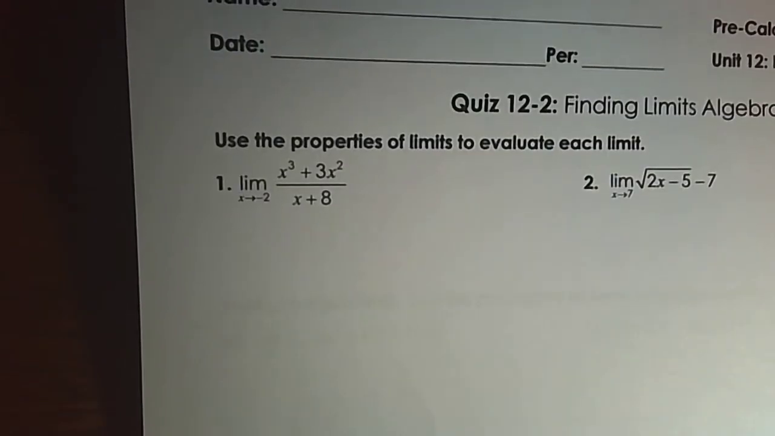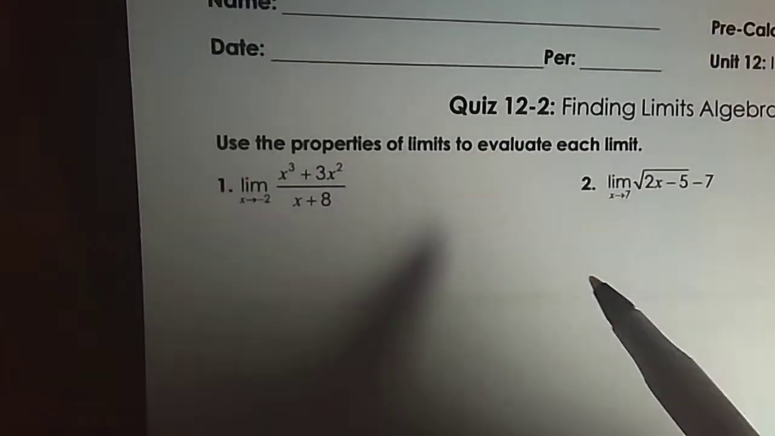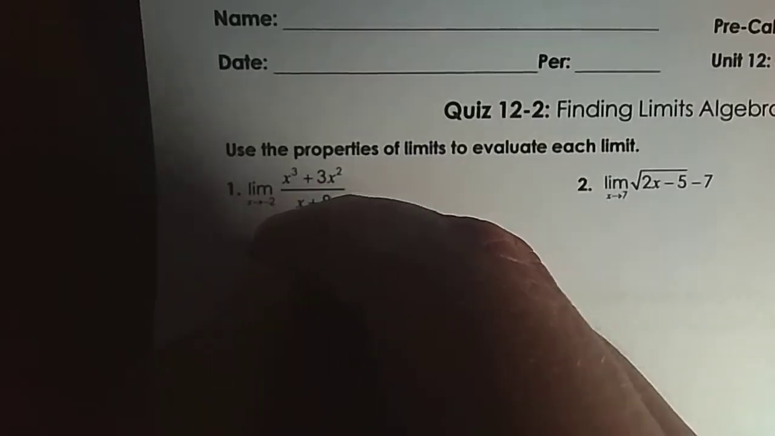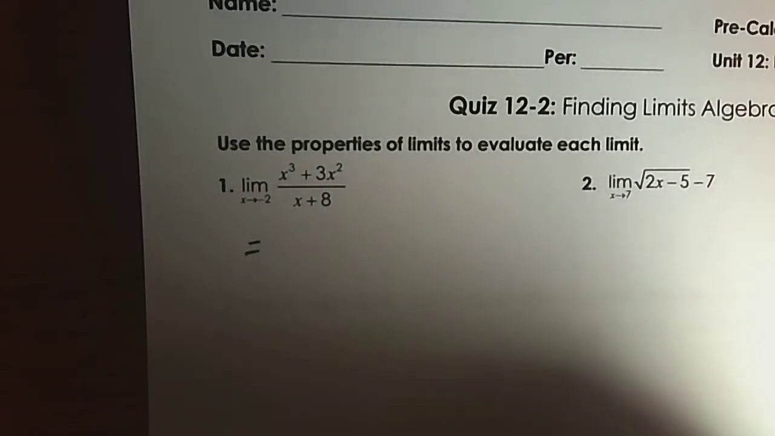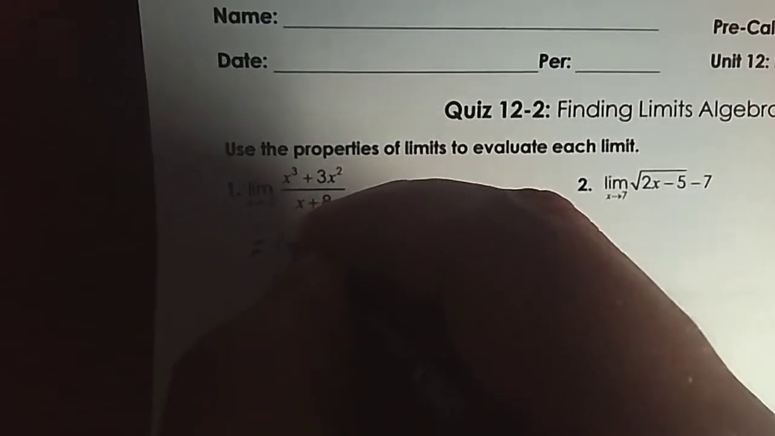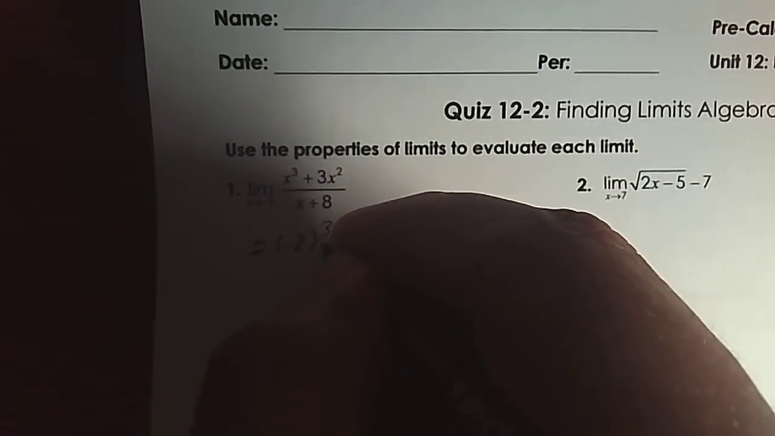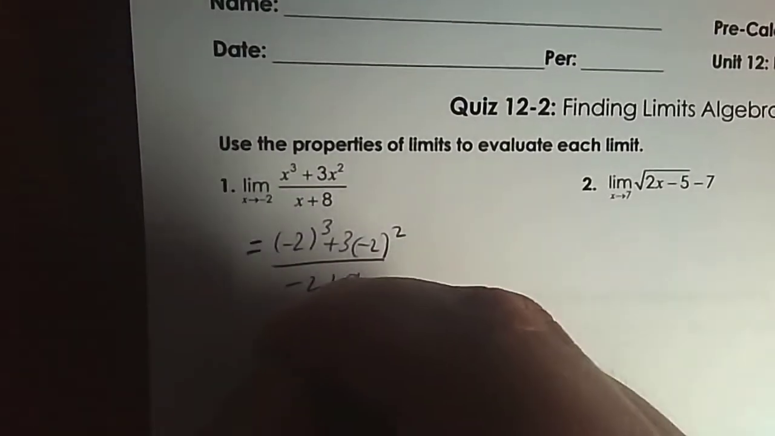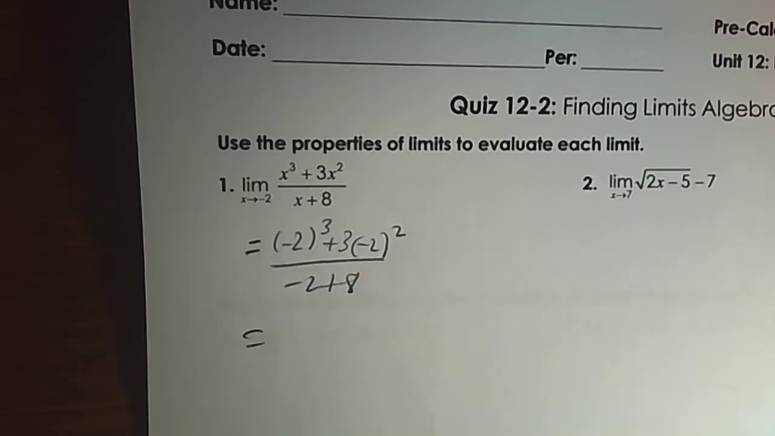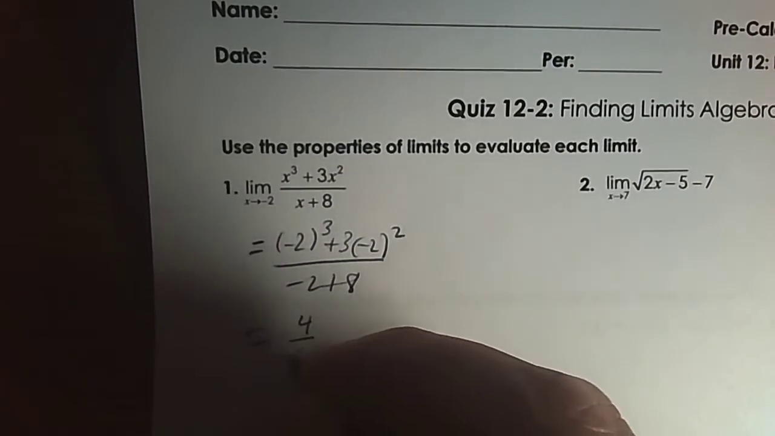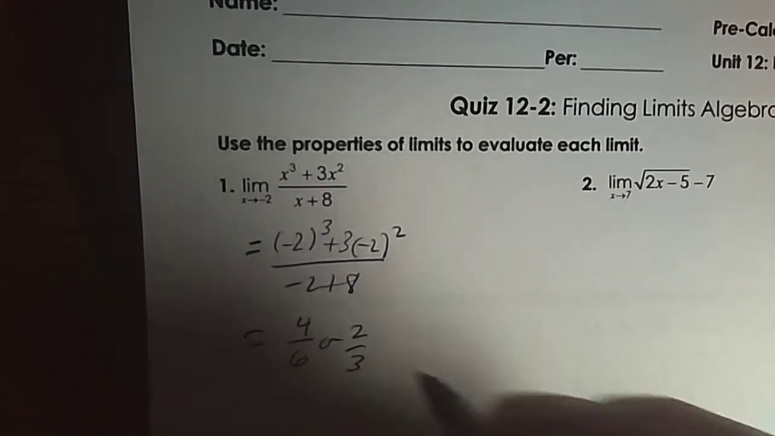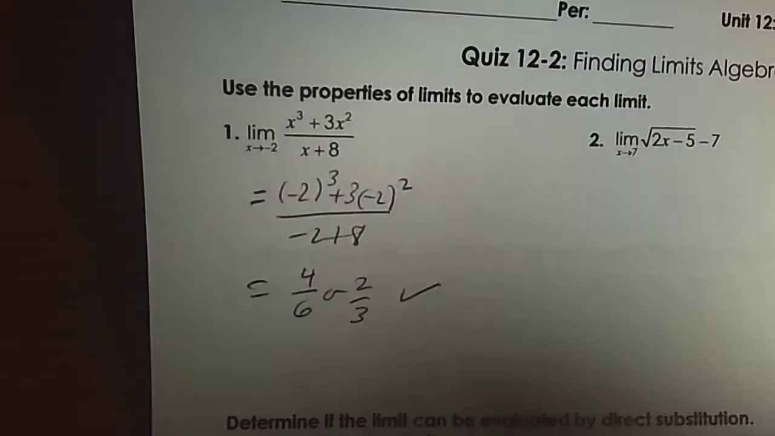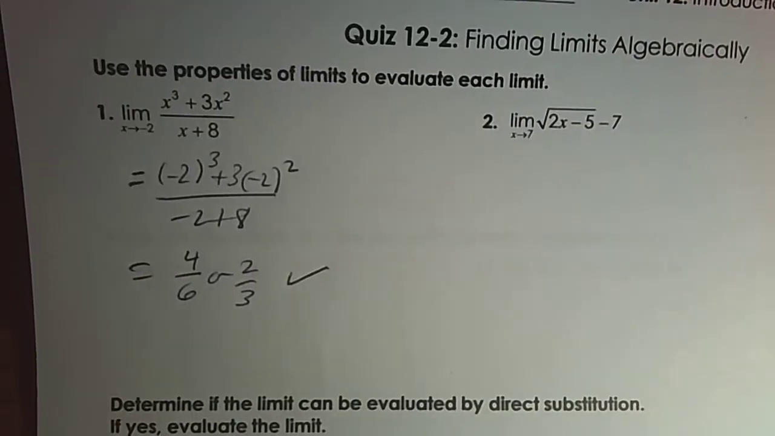Step one is to substitute in. It says use properties, which is substitution. Let's do it. So if you plug in -2, what answer did you come up with? You can either write down the answer as 4/6 or 2/3. You got a point. Number two, same thing.